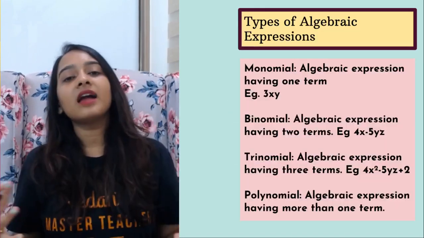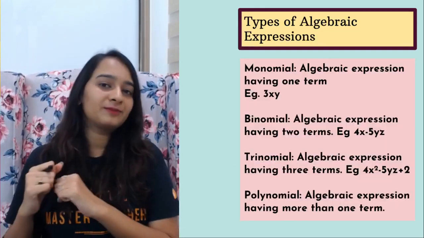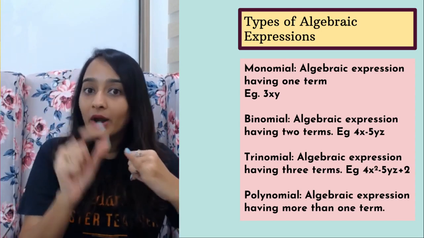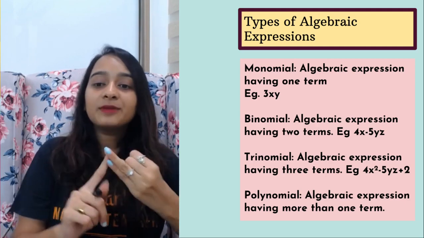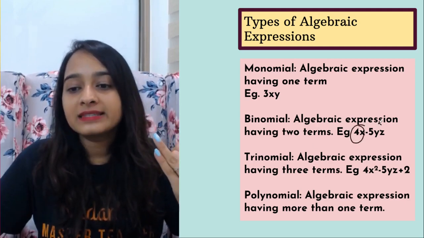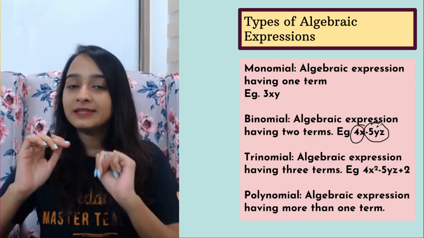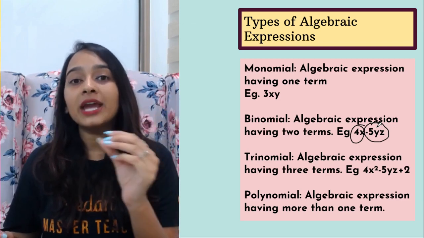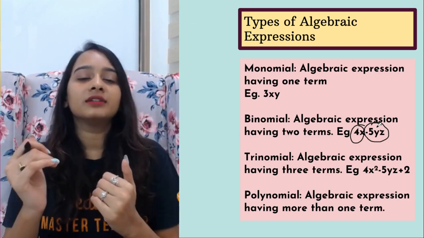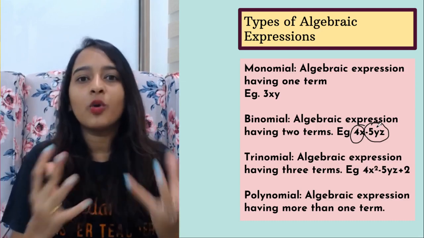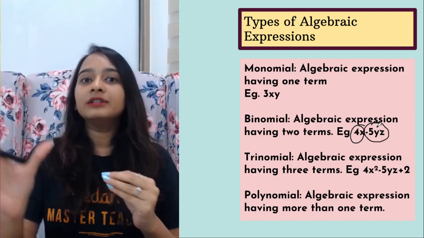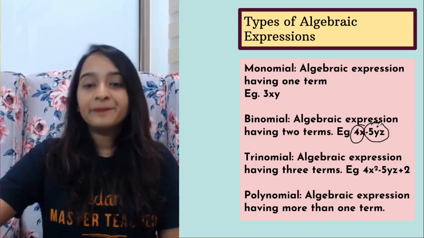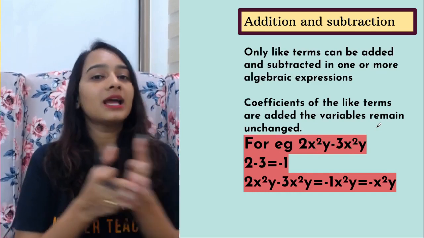And then come the different types of algebraic expressions. We have a monomial, an expression with only one term. An expression with two terms, so you can see 4x minus 5yz, two terms are there, so it's called a binomial. If it has three terms, it's a trinomial. And four terms is also called a quadrinomial, but we don't use that. More than three terms, we usually classify them as polynomials.